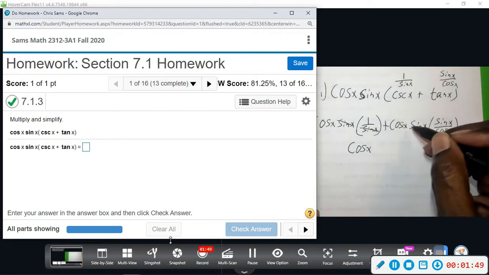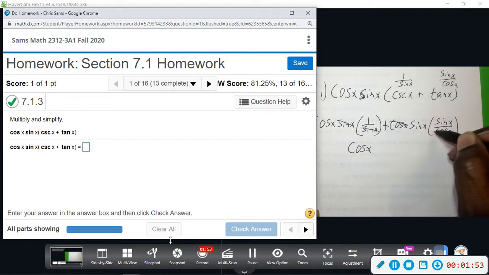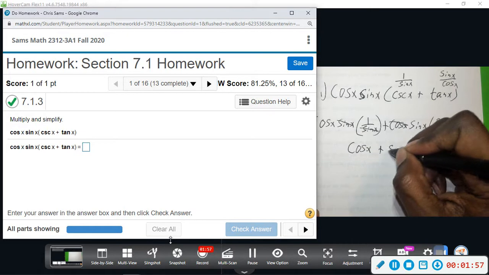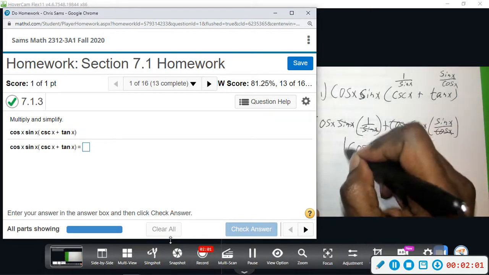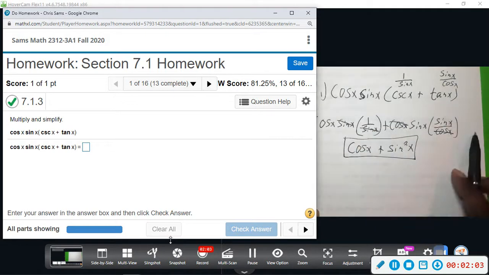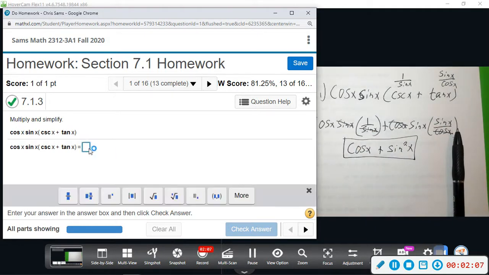And then here, cosine and cosine will divide out on the top and bottom. And you multiply sine times sine, and you get plus sine squared x. Okay? And this is in simplest form right here. So just cosine x plus sine squared x.